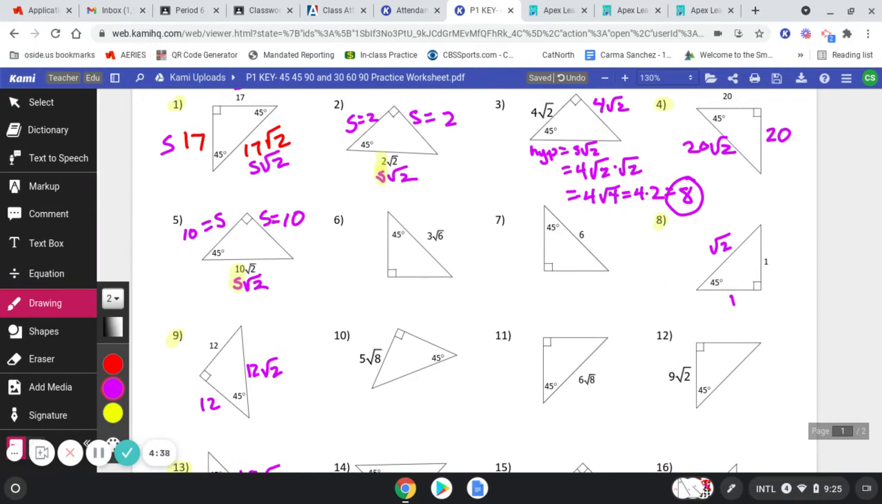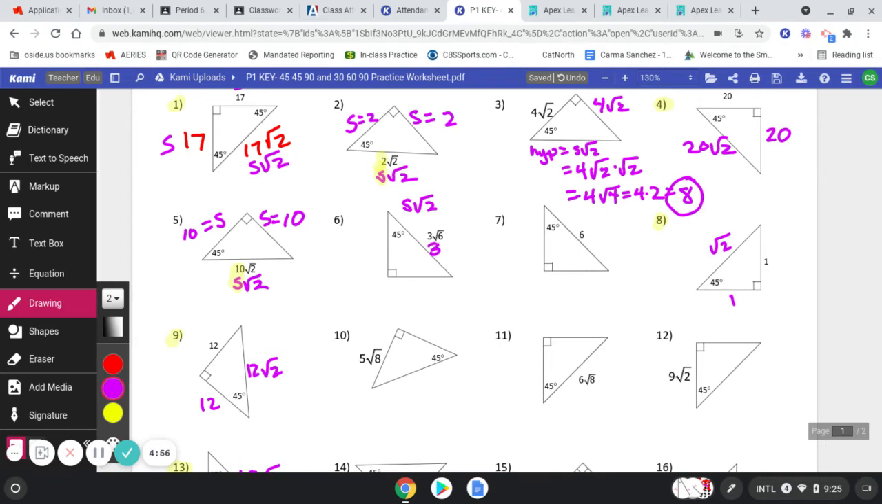Okay, number 6. This time they gave us a hypotenuse as 3 root 6 instead of a root 2. So I know that the hypotenuse is the side length times root 2. So could I break up the 6 into something times 2? Well, yeah.